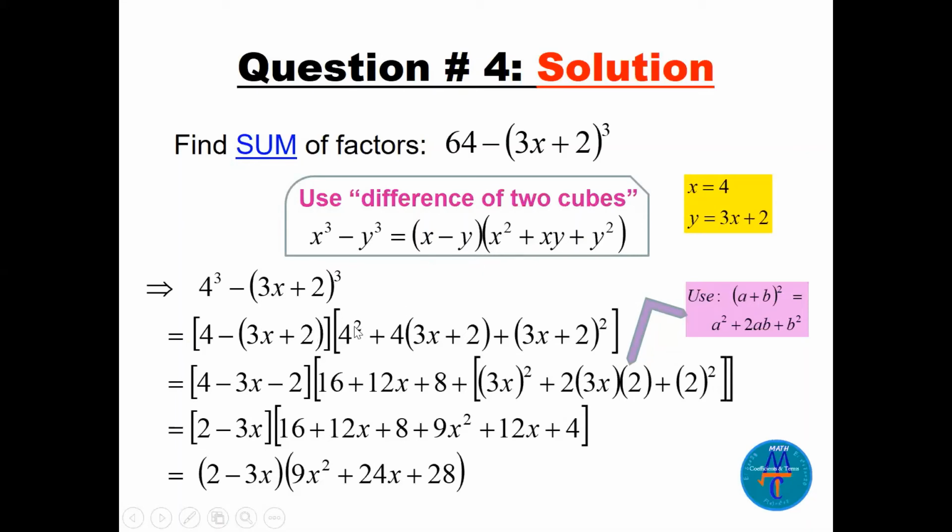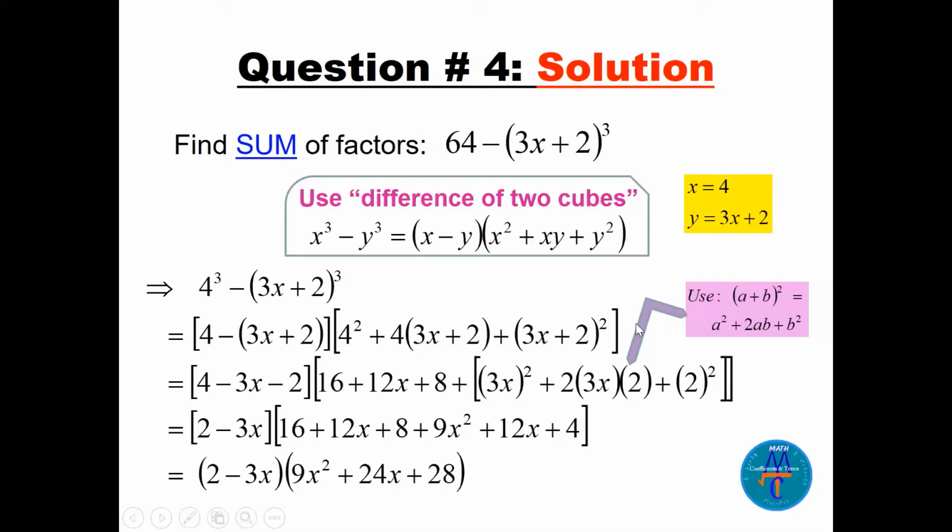X squared, so this is x squared. Xy, just to multiply this xy in the bracket. And then y squared. See, this is the y, 3x plus 2 squared. This is a long question, lengthy question. Now this one, you have to change the sign inside the bracket. Minus 3x minus 2, and then let me finish it. 4 minus 2 is 2 minus 3x. Leave it now. Let's go in the big bracket here. You need a lot of work here. 4 squared, you can write 16. 4 times 3x is 12x. 4 times 2 is 8.